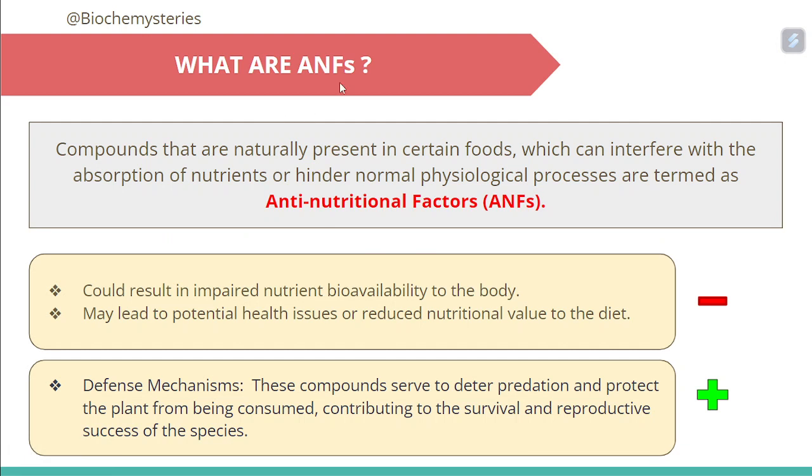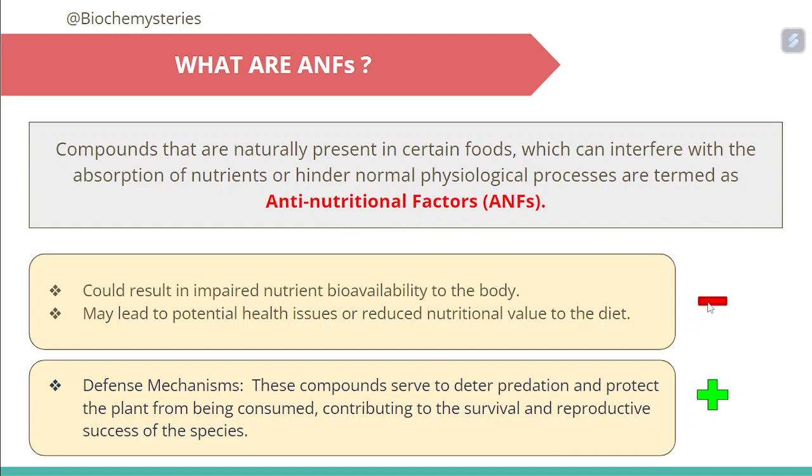So if we talk about what ANFs are, basically these are compounds which are naturally present in some biological sources and which interfere with the absorption of nutrients, as a result of which nutrient bioavailability to the body will not be there. So it will obviously hinder metabolism and physiological processes, and as a result it is termed anti-nutritional factors. Anti meaning reduction of nutrient uptake to the body.